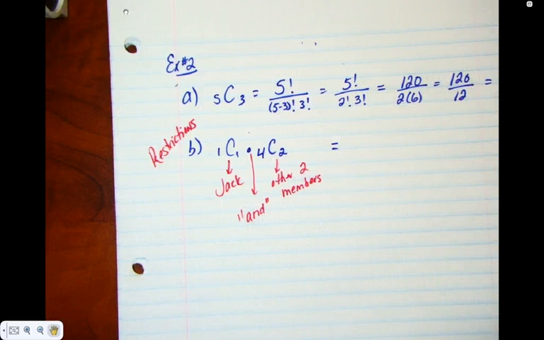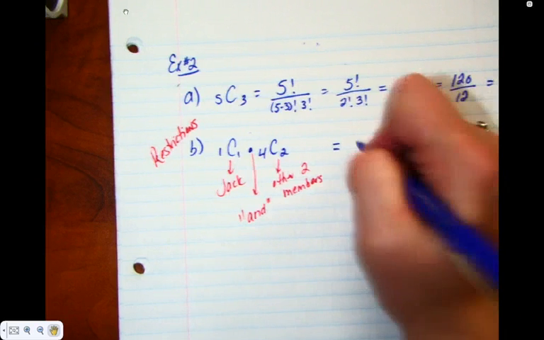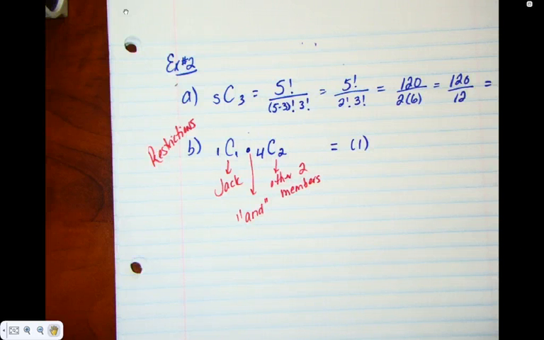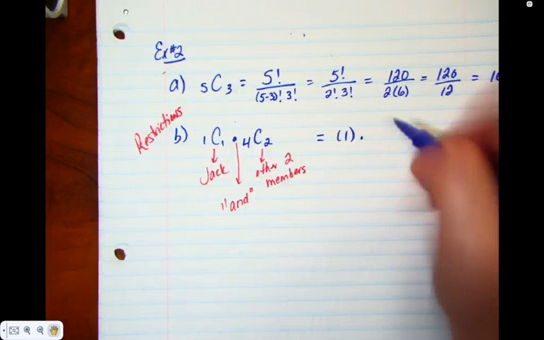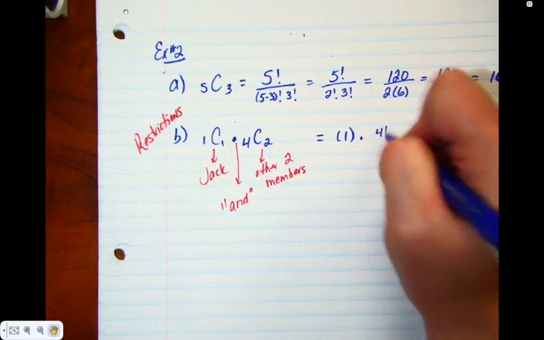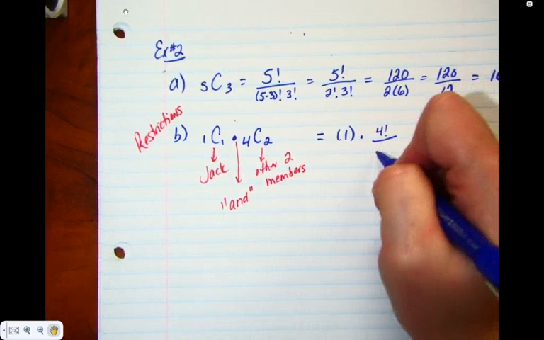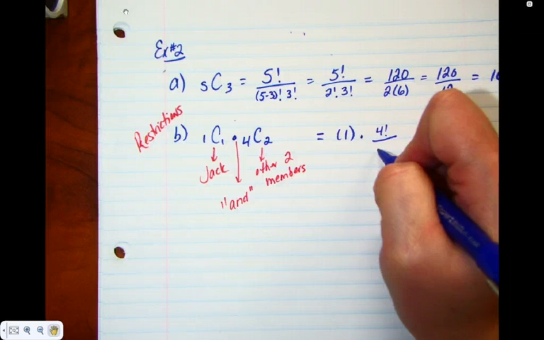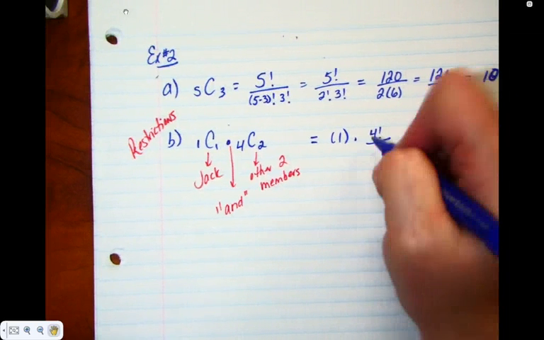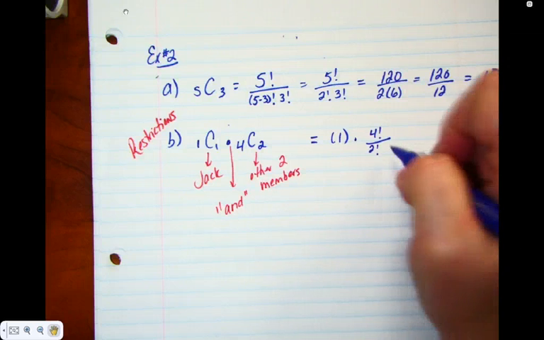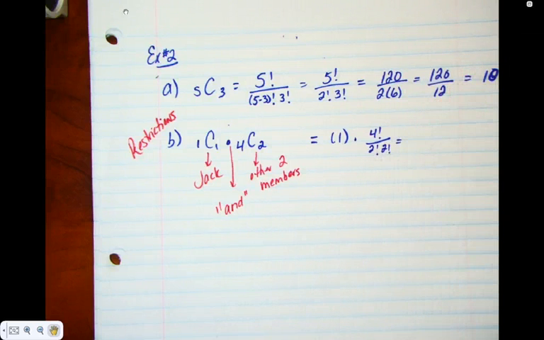Do not use your calculator for a 1C1. We just memorized NCN. Doesn't matter what N is as long as it's the same as R. What's an NCN? It's going to be 1. Then a 4C2. Let's do it the long way just to practice. On the top is going to be 4 factorial. On the bottom is going to be 4 minus 2, and let's do that right away. What's 4 minus 2? 2 factorial, and then another 2 factorial.